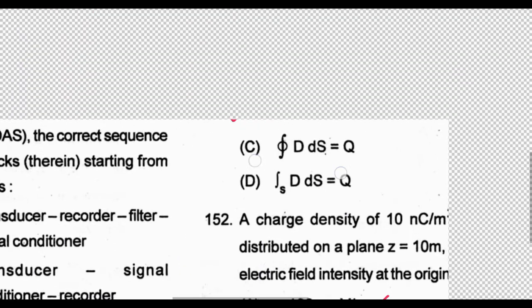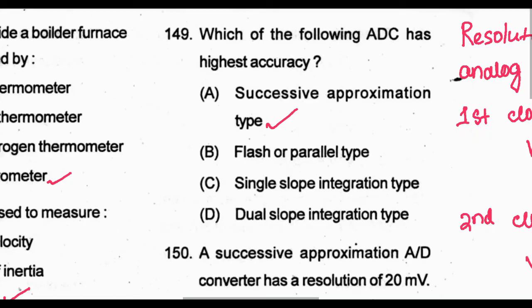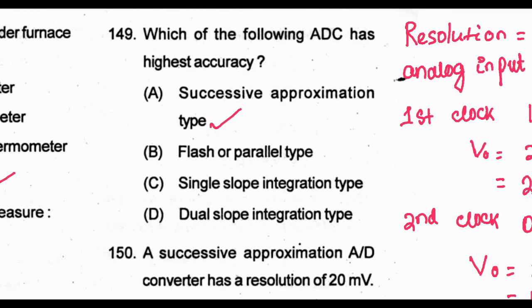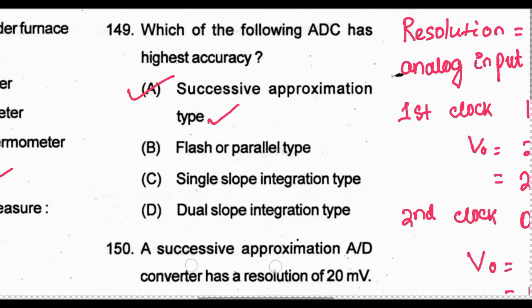Next question is question number 49. Which of the following ADC, analog to digital converter, has the highest accuracy? We have already discussed this question in many exams, and the answer is successive approximation type, option A.